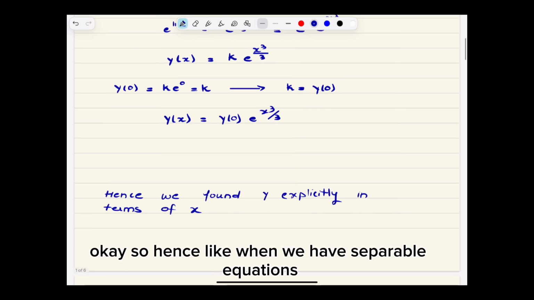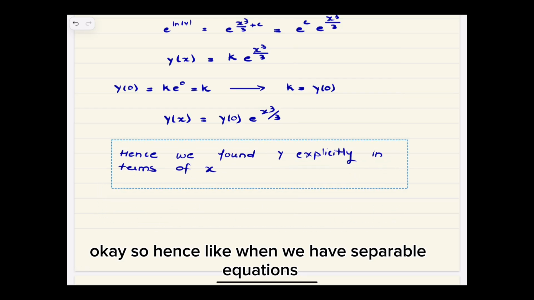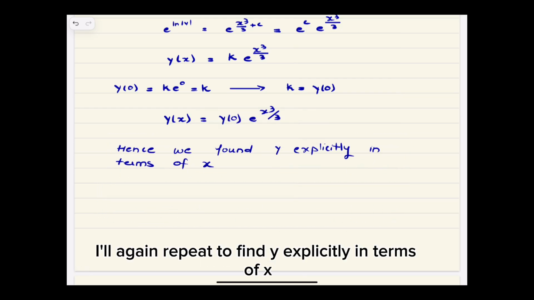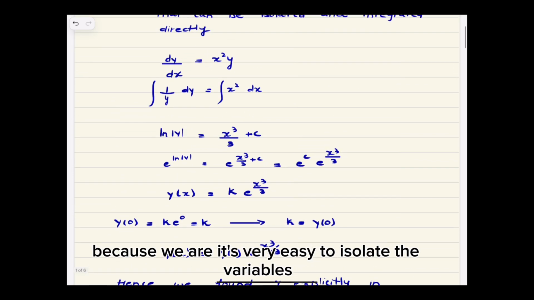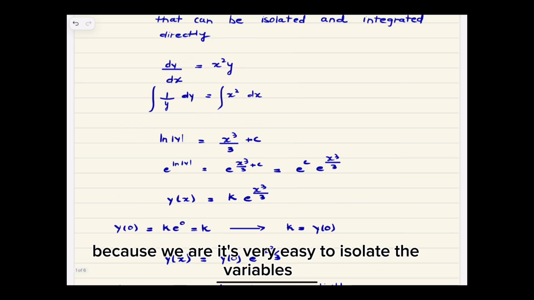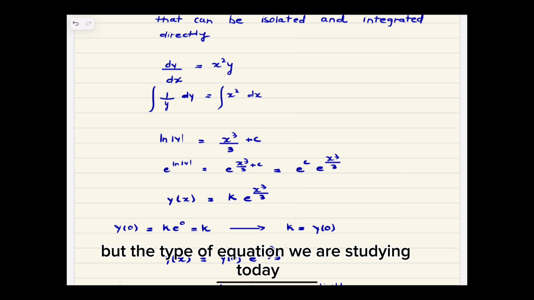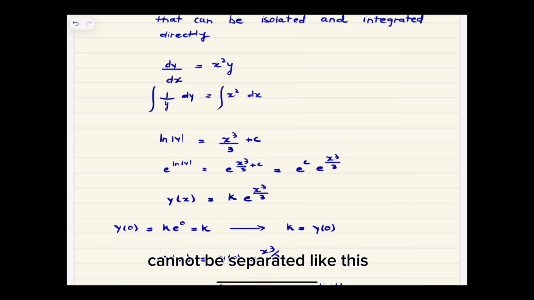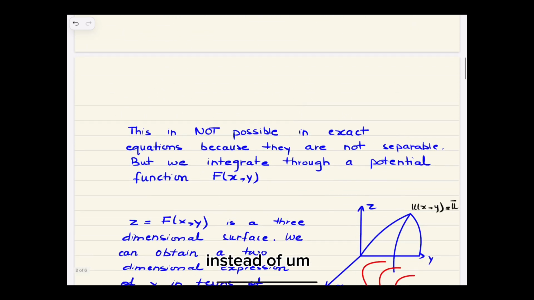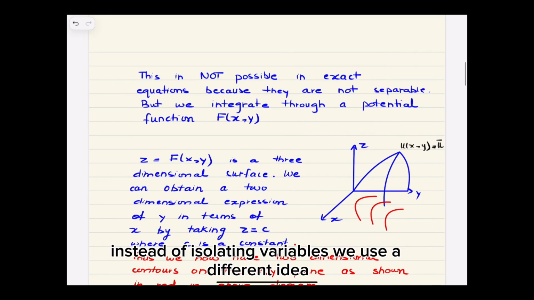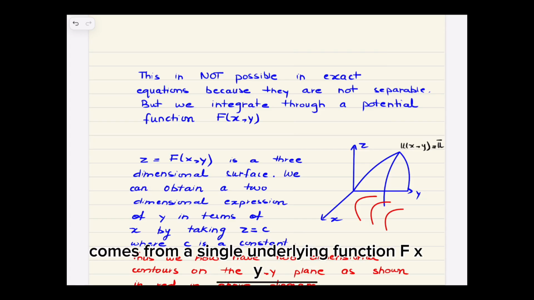Okay, so hence, when we have separable equations, it is very easy, I'll again repeat, to find y explicitly in terms of x, because it's very easy to isolate the variables. But the type of equation we are studying today, exact differential equations, cannot be separated like this. Instead of isolating variables, we use a different idea. The equation comes from a single underlying function f(x,y).